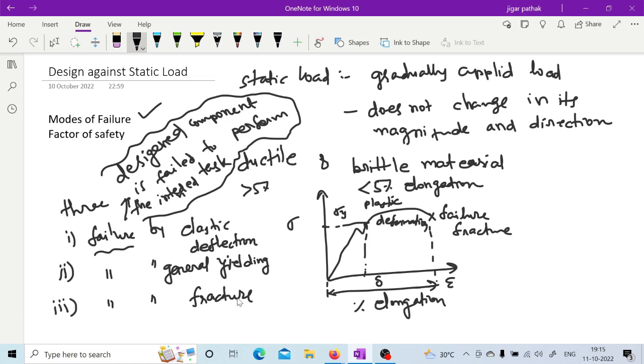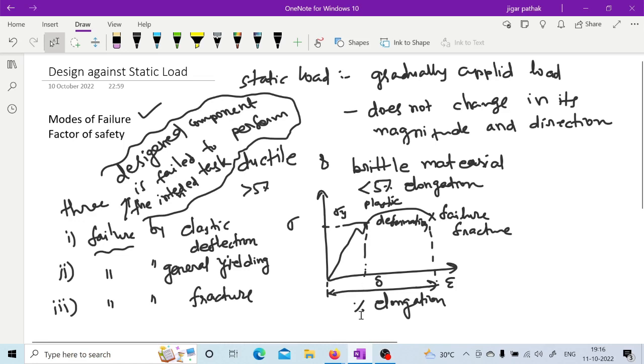So fracture means it will be divided into two or many parts of a single component, right? Now, generally till the elastic proportional limit, beyond the proportional limit, it starts yielding. So beyond the proportional limit, is it a failure due to yielding? That is what you are asking, huh?